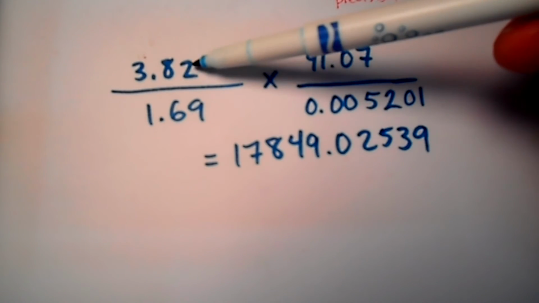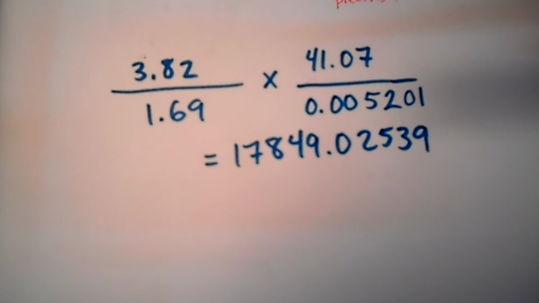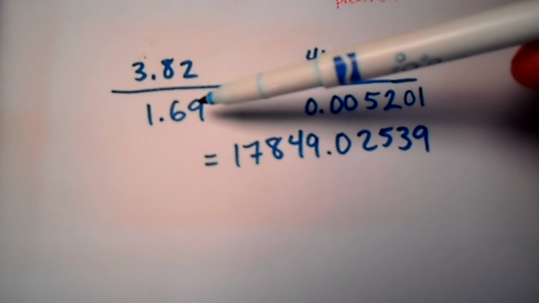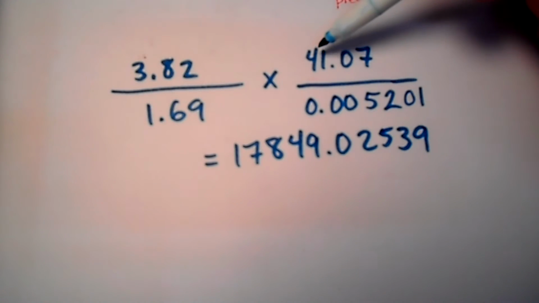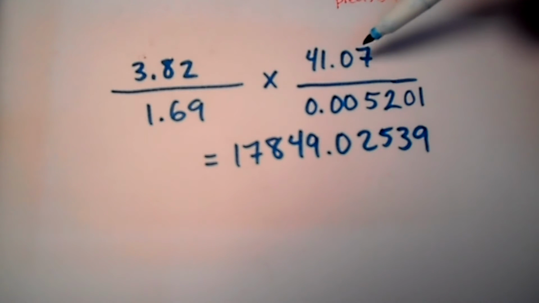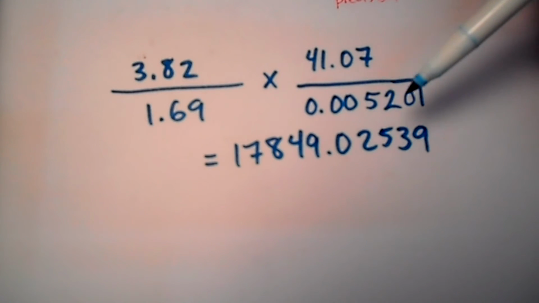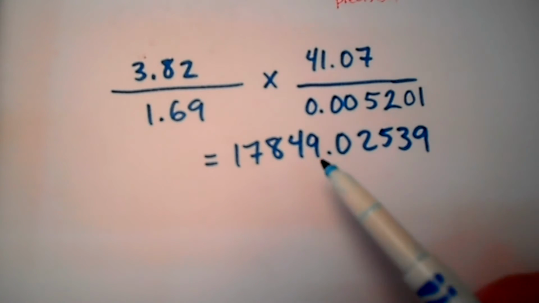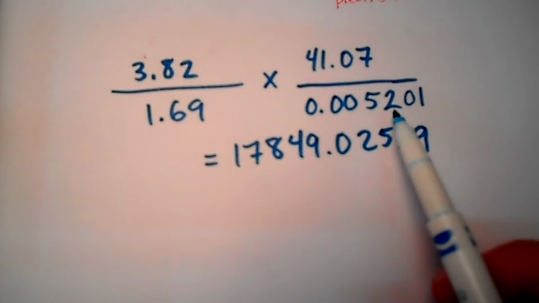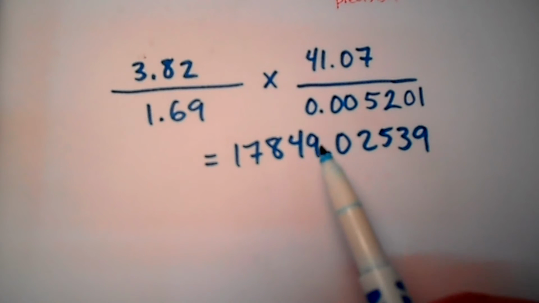So my first data point has 1, 2, 3 sig figs. My second, 1, 2, 3 sig figs. My third, this has 1, 2, 3, 4 sig figs. So I'm still limited to 3. Let's check this last one. Now here's again where some knowledge of your sig fig rules and how to tell how many is going to come into play.